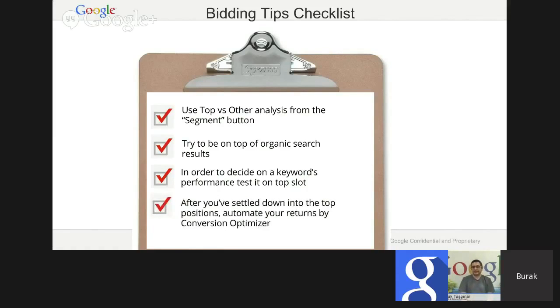After you settle down into the top positions, which for me means around 80% of impressions appearing at the top, this is how I call it settling down, then automate your returns with Conversion Optimizer. Conversion Optimizer will adjust your bids automatically by looking at 200 plus signals from users. It will look at the user's browser, location, the last 30 days, type of web pages they visit, and everything, around 200 signals, and optimize your bids automatically. But first, you need to manually optimize your keywords, creatives, and bids in order to get the most out of Conversion Optimizer later in the development of the account.